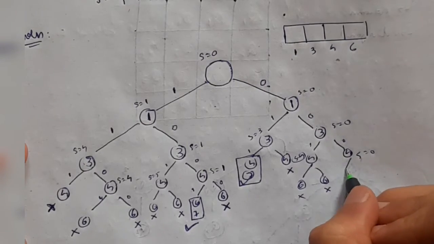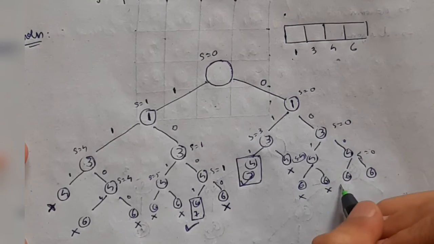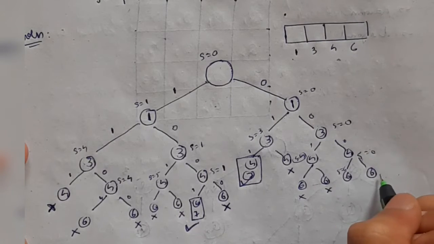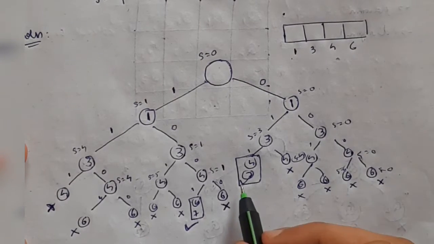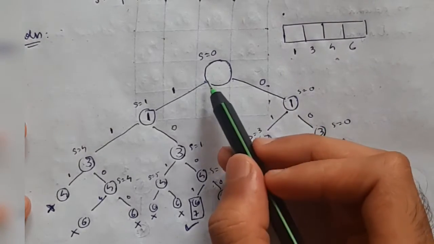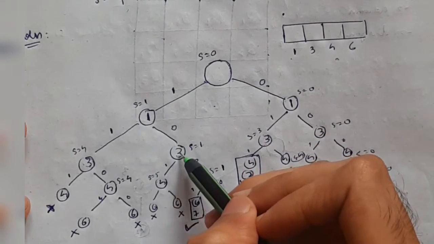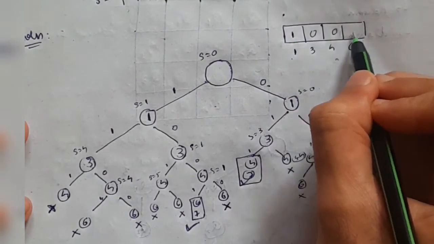And lastly, from here selecting 6 or not selecting 6. If I select 6, it will be 6, means the sum will be 6. If I don't select, the sum will be 0. So both of these options are also invalid. Now I have two correct solutions I got here. That was 1 0 0 1. So that is one of the solutions.